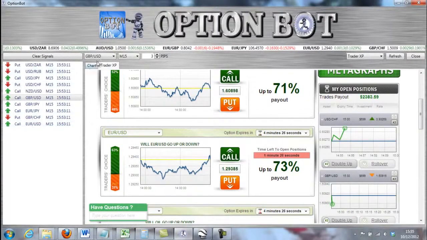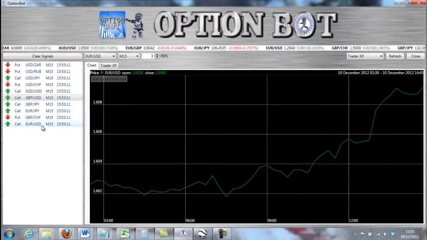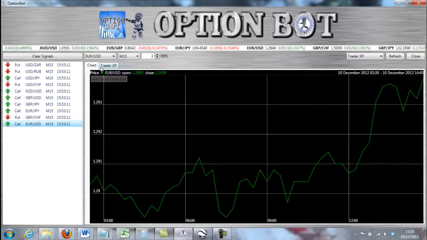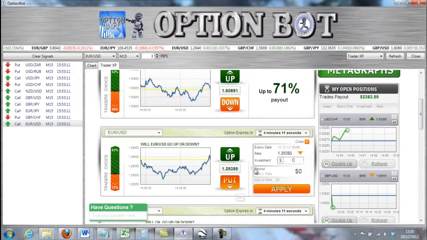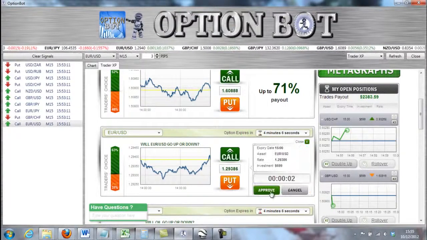So Euro USD, what's that saying? Let's go here, Euro USD, and right, it says it is an upward trend. That's a massive peak actually. So yeah, I can believe that's going to come down. So I'm going to click put, and I'll put another 10% down because it seems like a sensible amount to put down.